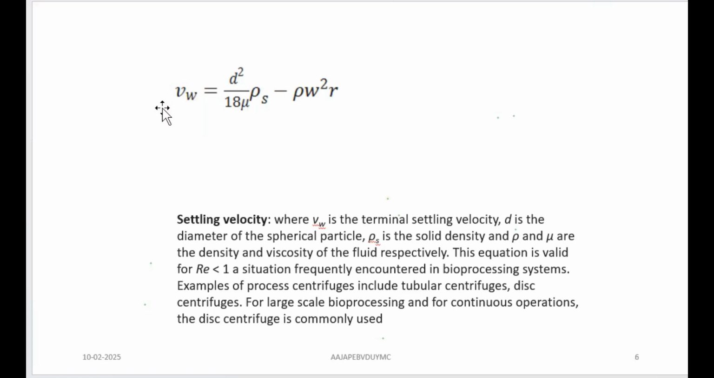All these are going to be very important, and the relationship between them can be seen in this particular equation, where V, that is the terminal settling velocity, is given by d square upon 18 mu into rho s, that is density of the particle, minus rho, that means density of the suspending fluid, omega square r. So G equal to omega square r or F equal to m omega square r. These equations get rearranged when it comes to finding out settling velocity of a particle. Based on the properties of the particle, you can calculate settling velocity, right?